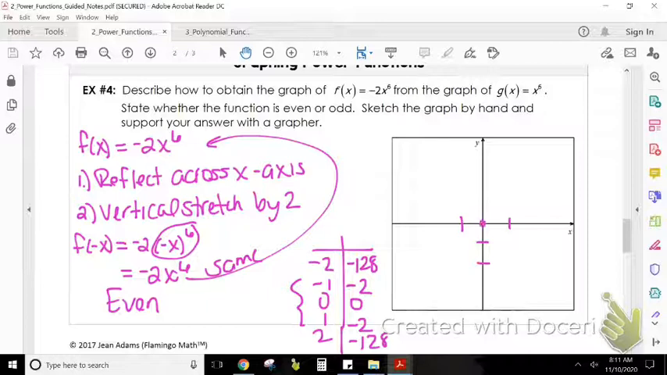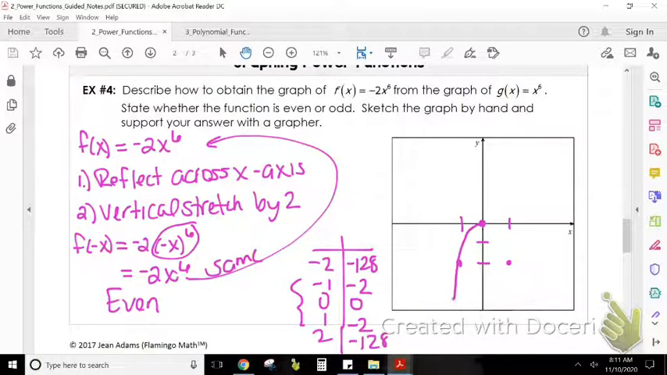Okay, so we got 1, negative 2. Or excuse me, negative 1, negative 2, 0, 0, and 1, negative 2. And so because it's x to the 6th, it's going to have kind of a quadratic look to it, but it's just going to be a little wider here in the base part before it curves.